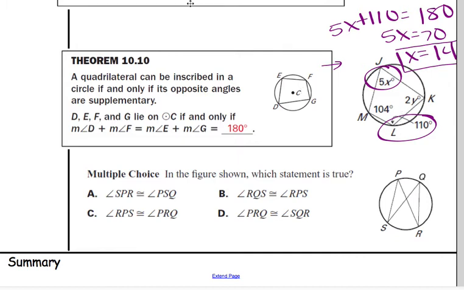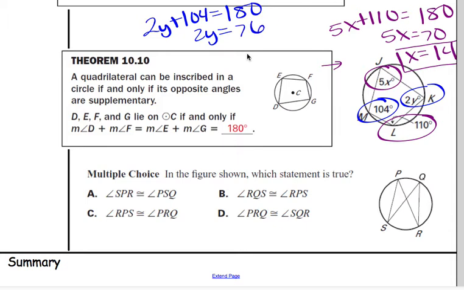And then to solve for y, same kind of thing. These are opposite in an inscribed quadrilateral, so they're supplementary as well. So 2y plus 104 equals 180. Subtracting 104, you get 76, and dividing by 2, 38 for y. So that's x and y.